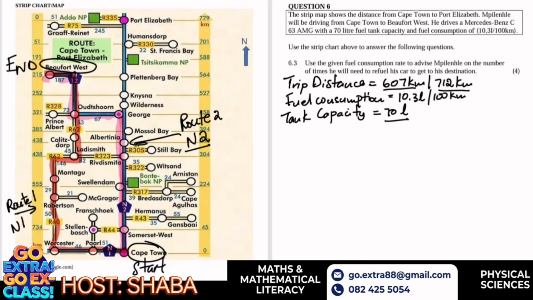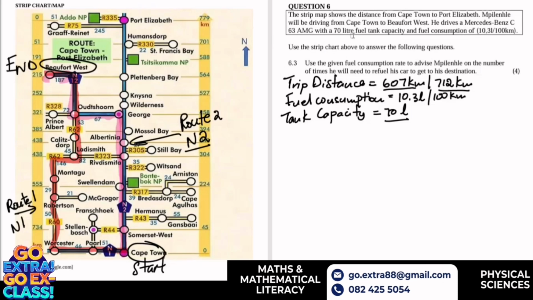It says the strip chart map, or the strip map, shows the distance from Cape Town to Port Elizabeth. Bilentle will be driving from Cape Town to Bedford West. He drives a Mercedes-Benz C63 AMG with a 70-liter fuel tank capacity and fuel consumption of 10.3 liters per 100 kilometers. This is the information that we are being provided with.